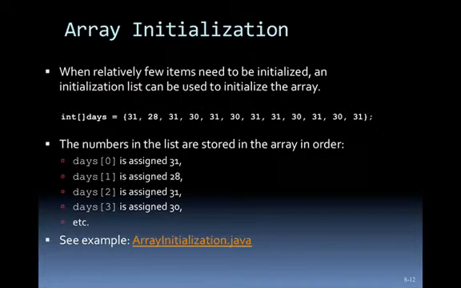When this happens, the values are stored in the order that they are listed in the list. So 31 goes to index 0, 28 goes to index 1, 31 goes to index 2, and so on and so forth. Essentially, it's a mechanism to make our lives easier.